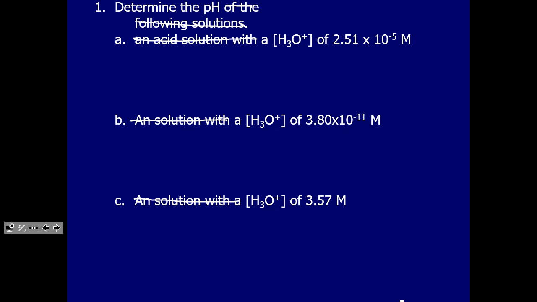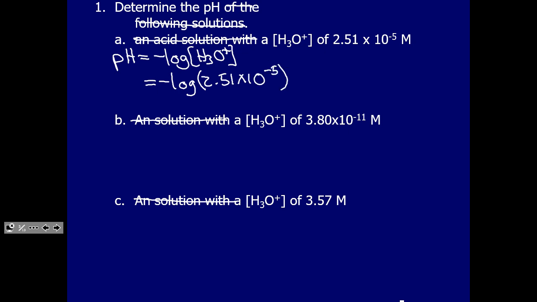We want the pH. pH equals negative log of H3O plus. Again, I don't need to see this each time, but I'm writing it out this time so you can see it. Negative log of 2.51 times 10 to the negative 5 moles per liter. And now I'm going to run it through my calculator.